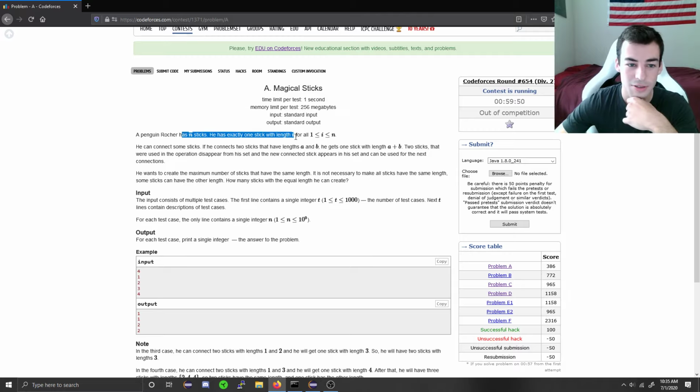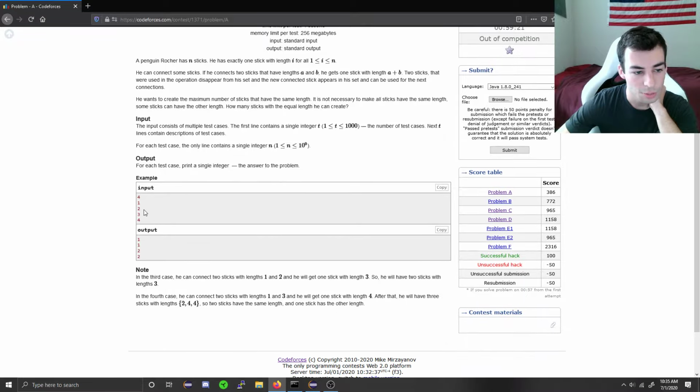So I've got n sticks, one stick of each length from 1 to n. You can connect some sticks. If he connects 2 sticks that have lengths a and b, he gets 1 stick with length a plus b. 2 sticks that were used in the operation disappear. Okay, I see. He wants to create the maximum number of sticks that have the same length. It's not necessary to make all sticks have the same length. Yeah. So you can do n, and then you can make a bunch of size n.